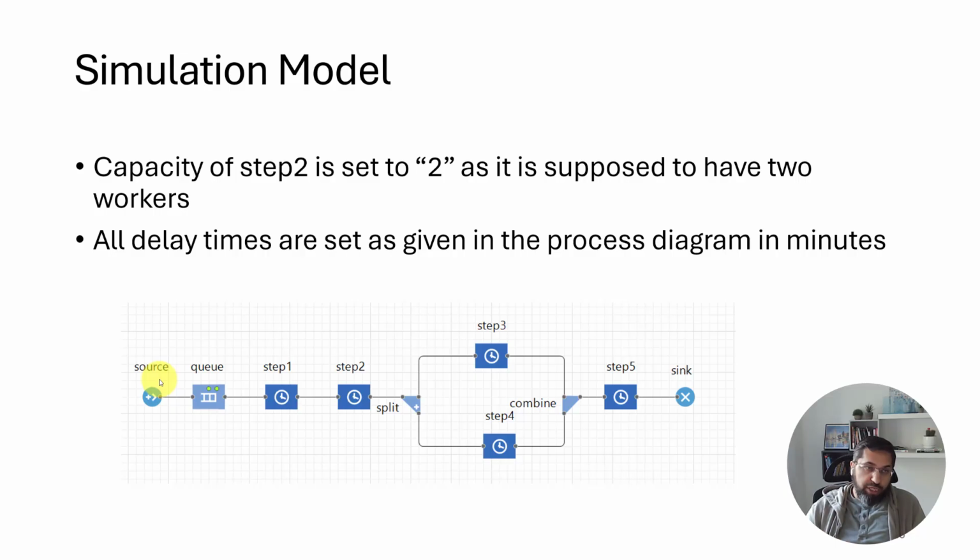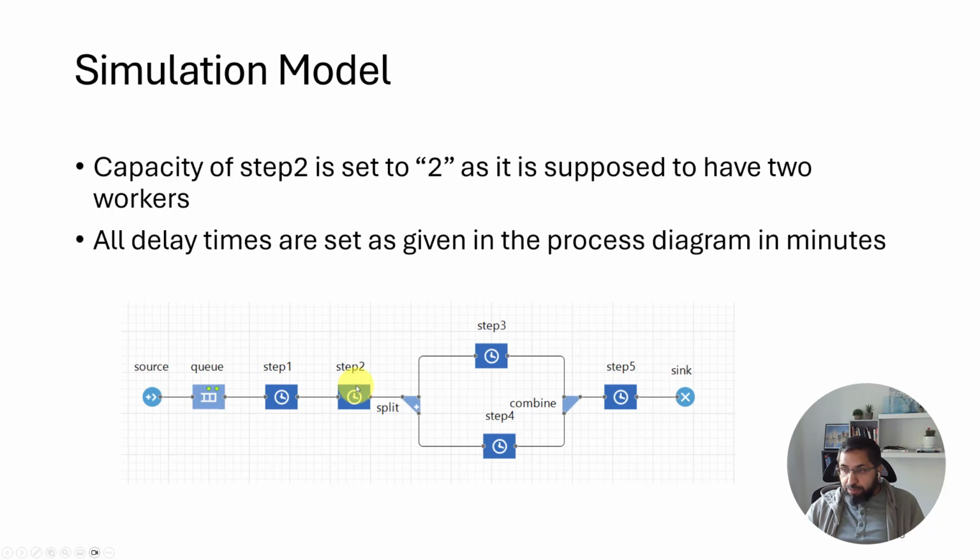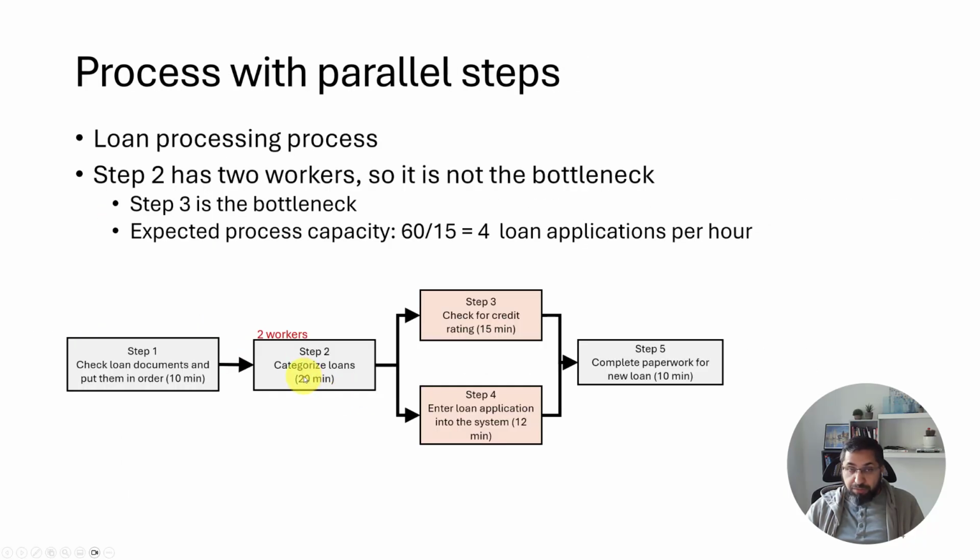If you are wanting to see that, you could obviously do that, but that's not the purpose here. So you set the capacity to something above 4, like 8, 10, or 7. Doesn't matter as long as it's above the bottleneck capacity. Then step 1 is just a delay block with a delay of 10 minutes. Step 2 is a delay block with a delay of 20 minutes, but a capacity of 2.